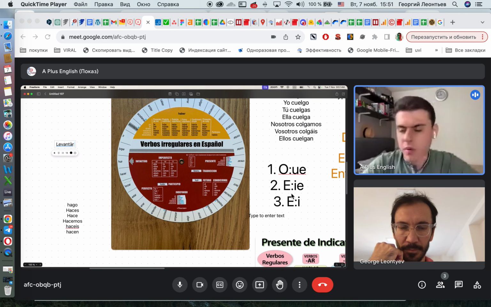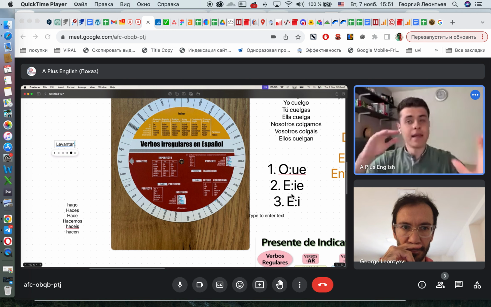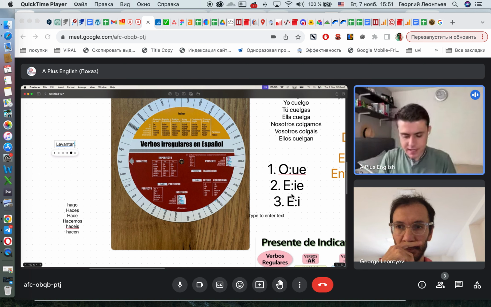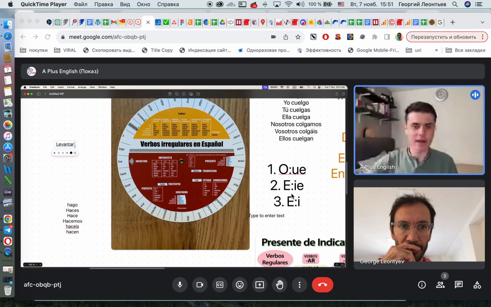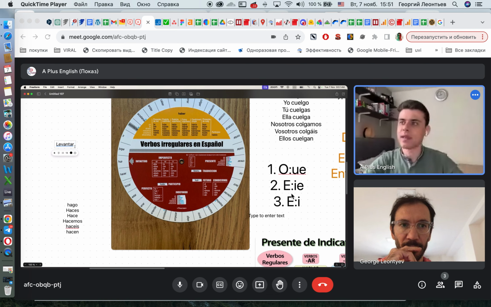Levantar is a normal, regular verb. You could say yo levanto, tú levantas, él levanta. Levantar means to pick up someone or something. Yo levanto mi teclado, I pick up my keyboard. Yo levanto mi celular, I pick up my cell phone. Tú levantas la silla, you pick up the chair. It's a regular verb.